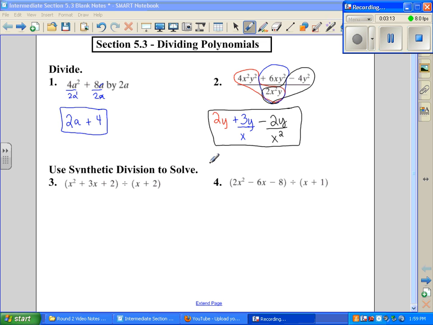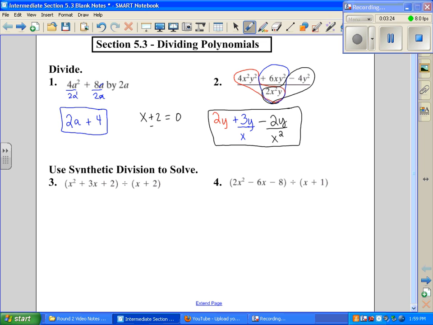So what we're going to do to start synthetic division is we're going to use the opposite of this. And real quick, opposite of that, because if I set x plus 2 equal to 0 and I solved it, you can see x equals negative 2. Okay, so that's why we use our opposite. So I have negative 2, and then we also have x squared, the coefficient is a 1. The next coefficient is a 3. The next is our constant, which is a 2.